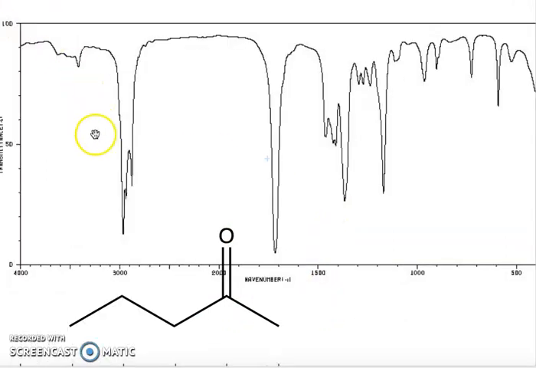Next, I want to look at the IR spectrum of 2-pentanone. And anything with a C=O is going to have a very characteristic peak around 1700. You can see it's usually the deepest peak in the spectrum. It goes all the way down to the bottom essentially, and it's going to be just around 1700. This is a ketone. You also will see that with aldehydes.